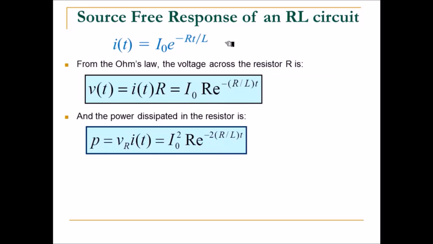From the last slide, we understood that the current flowing through the inductor is I0 e^(-Rt/L). From the knowledge of the current i(t), we should be able to calculate other parameters such as the voltage across a resistor, the power dissipated in the resistor, the voltage across the inductor, and the power dissipated in the inductor. All other parameters can be easily derived from the knowledge of the current i(t). So calculation of i(t) is a prime factor in analyzing a source-free RL circuit.